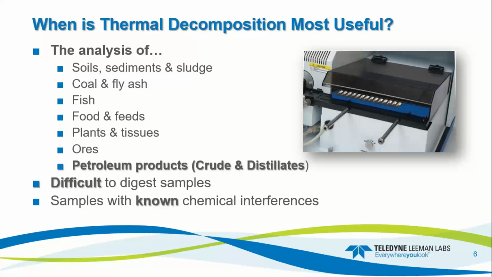Soil, sediment, sludges, fly ash, fish, food and feedstocks, plant and tissues, ores, petroleum products, crude and distillates as well, and then difficult to digest samples. There's a few samples that we can't run. Maybe a sample that's some type of ore that needs a really, really high combustion temperature to off-gas any component within the structure. In that case, once it's ground, you're going to basically get anything that's attached to the surface of that compound.